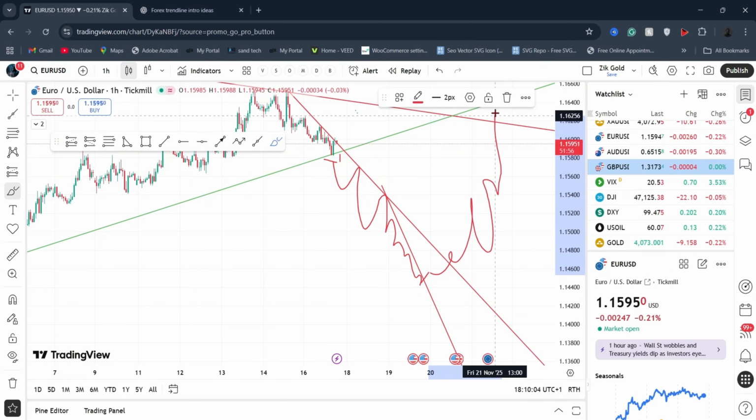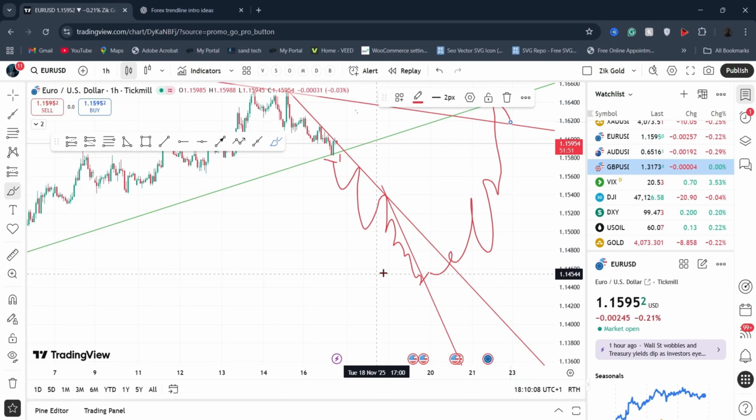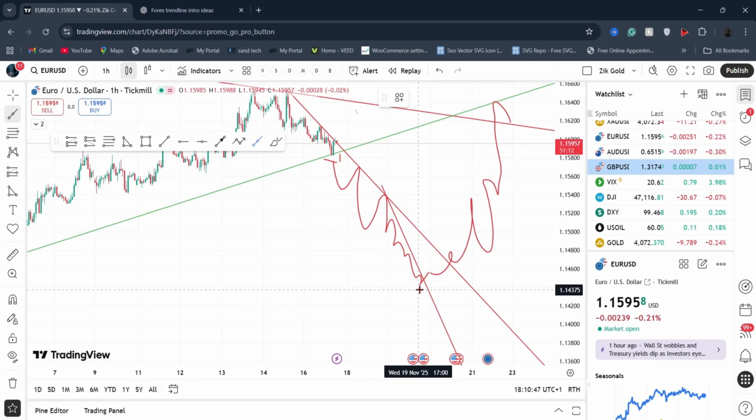I'm sorry, I'm not the best drawer. I'm not good at arts, but I hope you understand. So we bring our horizontal ray. Since price has broken above this place, we're now going to do a new trend line to the upside. So we'll bring it up here.